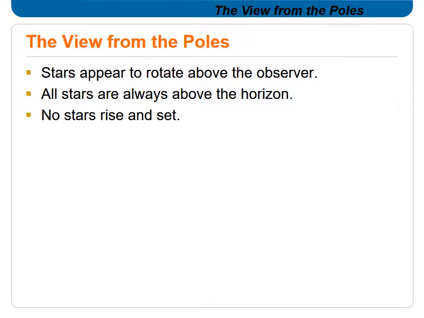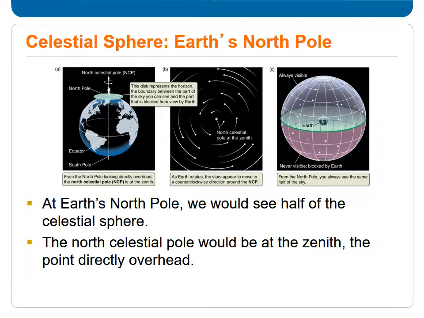Viewed from the poles, the stars appear to rotate above the observer. All the stars are always on the horizon, and no stars rise and set. An observer at Earth's North Pole would see half the celestial sphere. This is called the North Celestial Hemisphere. The South Celestial Hemisphere would always be below the horizon for that observer.